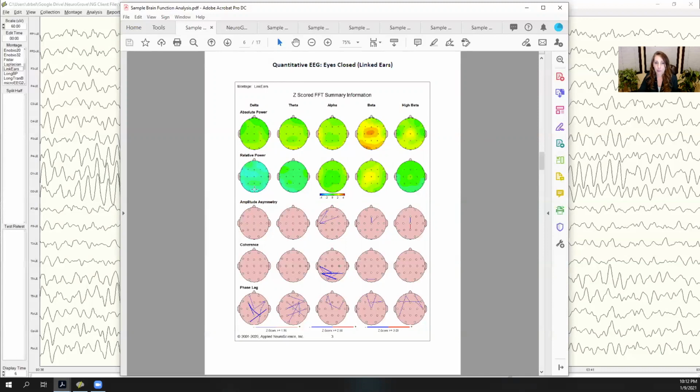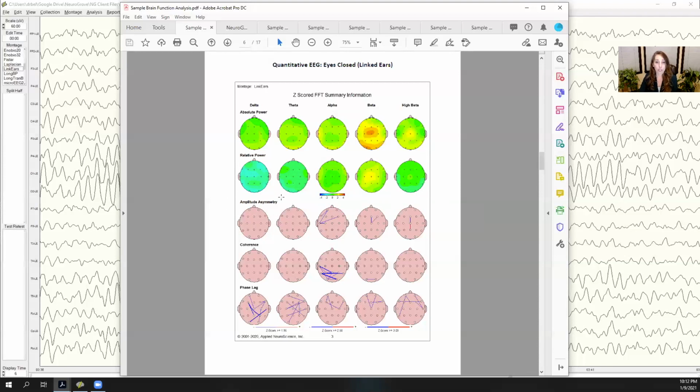Now, the relative power is looking at how one frequency compares to the others. For example, we can see this one's a little bit on the higher side. This is yellow, so we have more beta than, for example, delta. Delta is a little more on the bluer side, so we have less delta than everything else. Because our absolute delta is actually within healthy ranges, that's not really of concern, but we do look at that when we need to for more information.